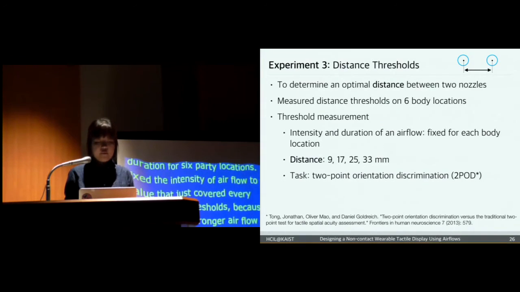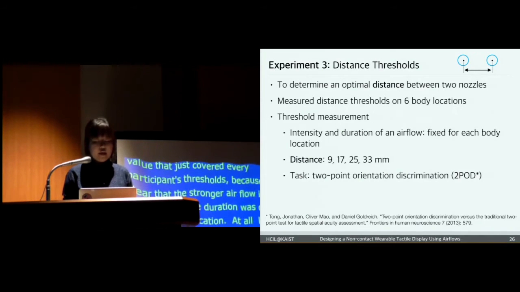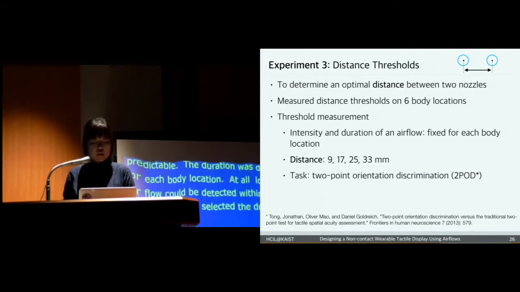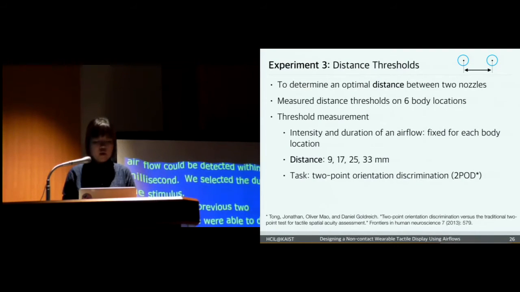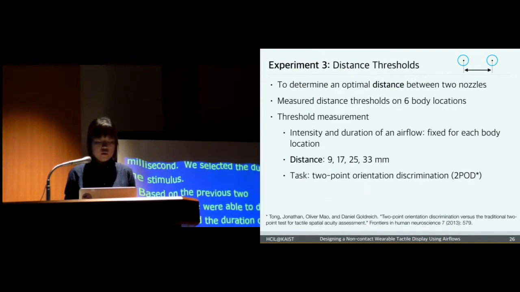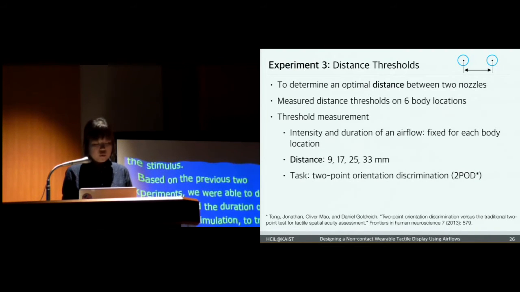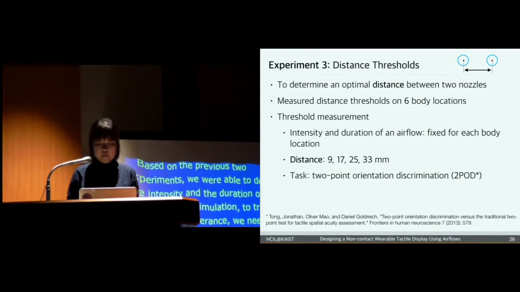Based on the previous 2 experiments, we were able to determine the intensity and duration of a single airflow stimulation. To transfer the spatio-temporal patterns, we need a 2-dimensional tactile display, and we need to know an optimal distance between 2 nozzles. To find the optimal distance between two airflows, we measured distance threshold on the same 6 locations as in the previous experiment.